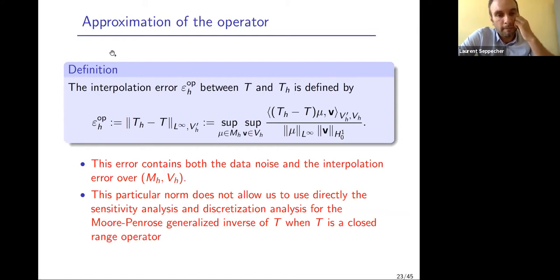And actually, most of them will use the fact that T_h minus T is small in the good space. Here, it's not small in the good space, so you cannot use directly this analysis of Moore-Penrose, which is very well known. But you can follow the idea and try to adapt it to this particular situation. There is this literature about how to invert T_h when you know that T is close to T_h and when you know that T is a closed range operator.